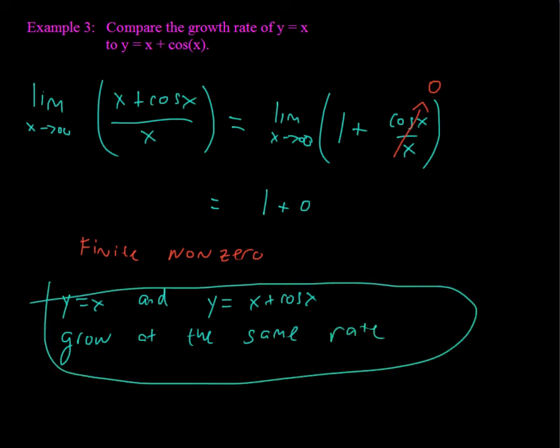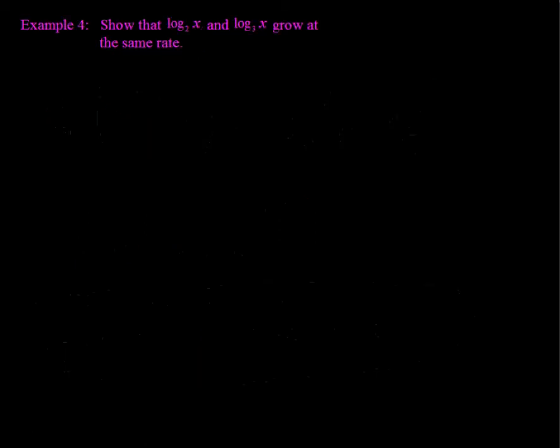All right. Another example here, example 4. I'm going to show that log base 2 of x and log base 3 of x grow at the same rate. So launch into the same idea, take the limit of log base 2 of x over log base 3 of x. It doesn't really matter which we put on top, and we're taking the limit as x approaches infinity of this.